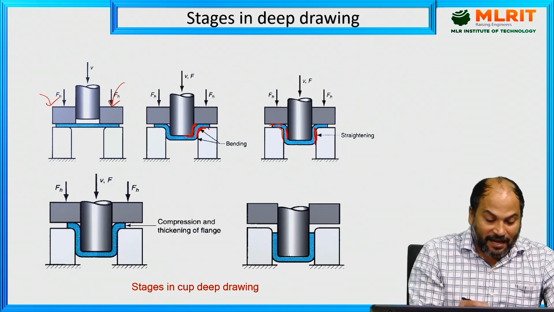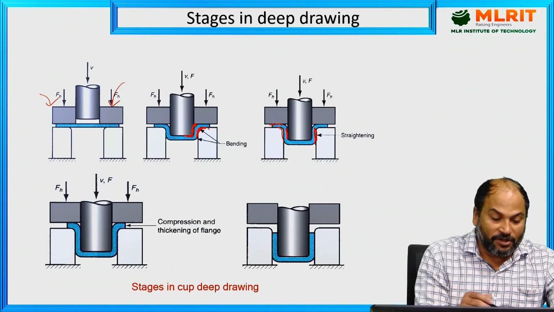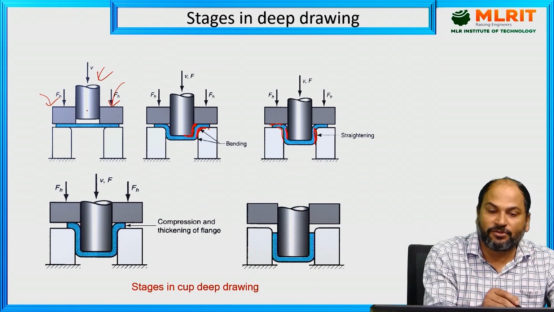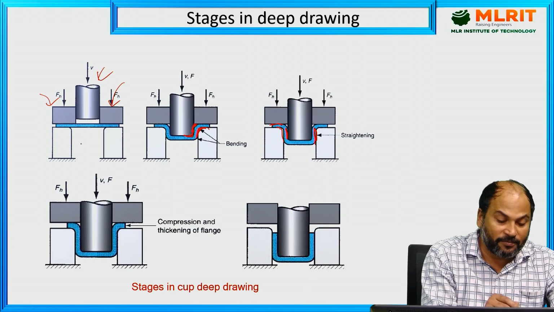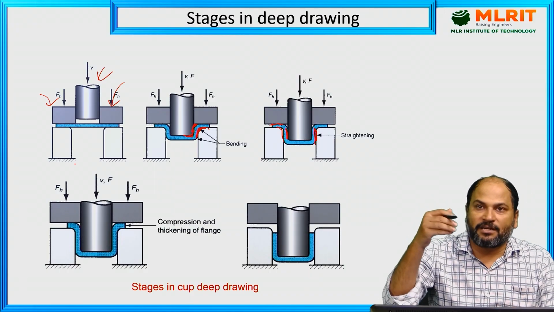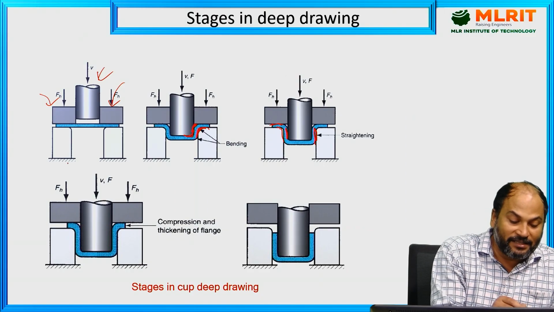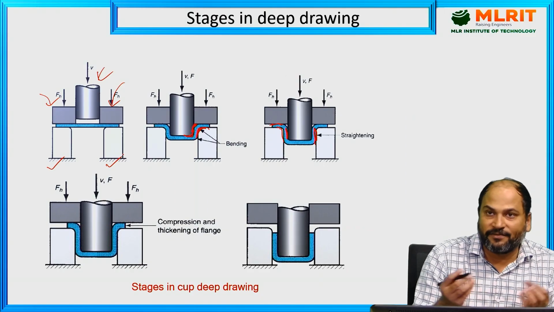So this diagram clearly shows all the stages. We can see this is the punch. We have already discussed it also. This is our blank holder, through which we are holding our blank. This is the workpiece that we are going to transform into a cup shape, which you can see finally here. And this is the die. These two dies are fixed at their position.